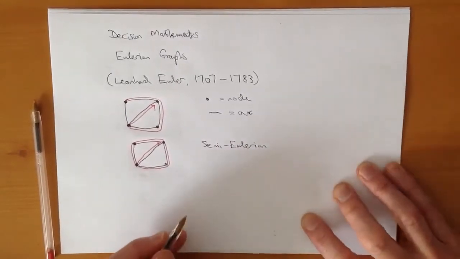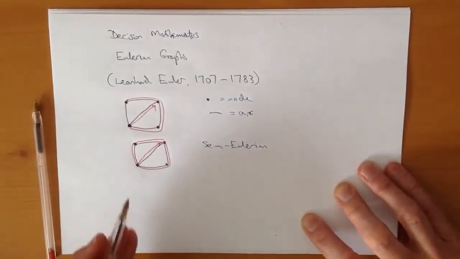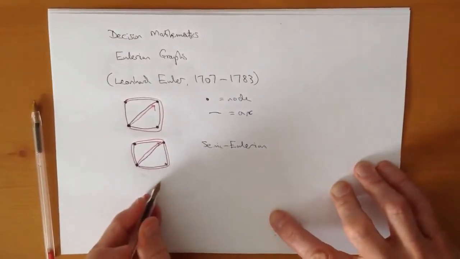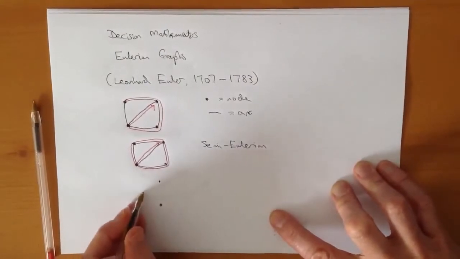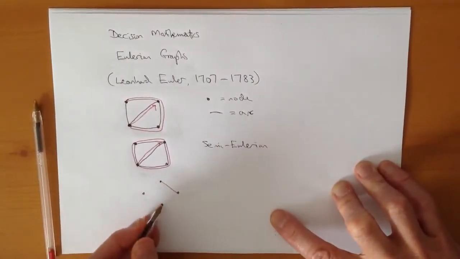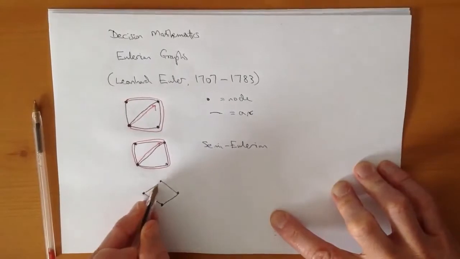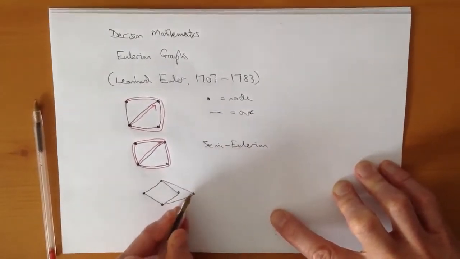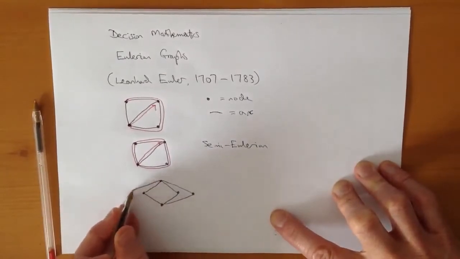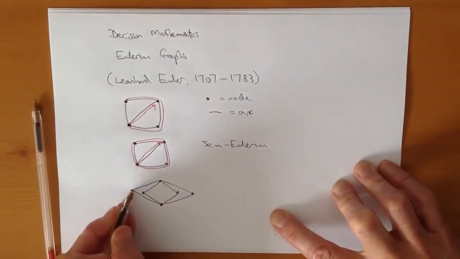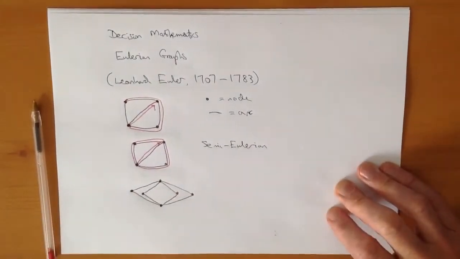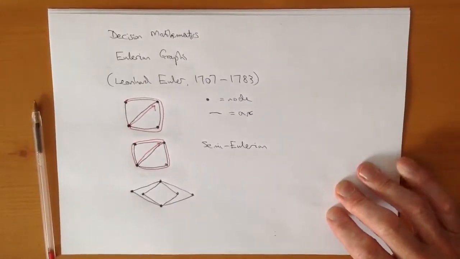An Eulerian graph would be one where we could draw a trail that went all the way around and finished where it started from. So if I draw you another graph, you might want to pause the video when you've seen the graph and see if you can go all the way around the edge of that without taking your pen off the paper and without repeating yourself. So pause it and have a go.